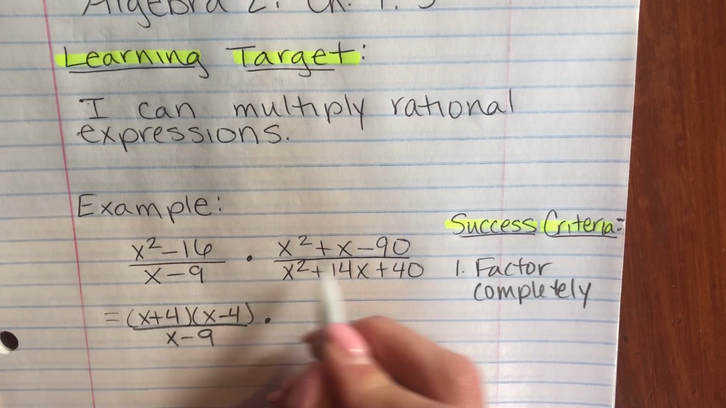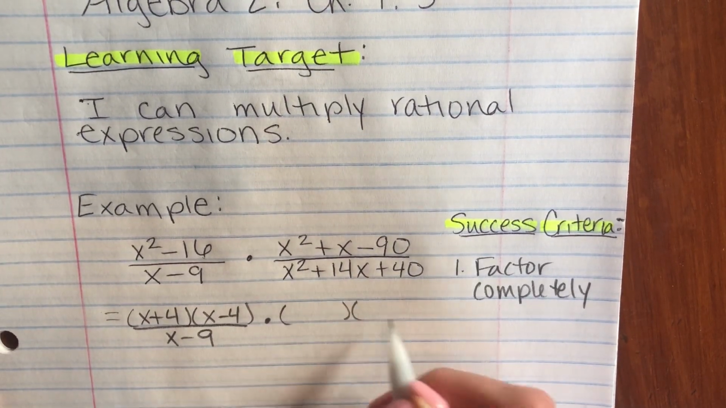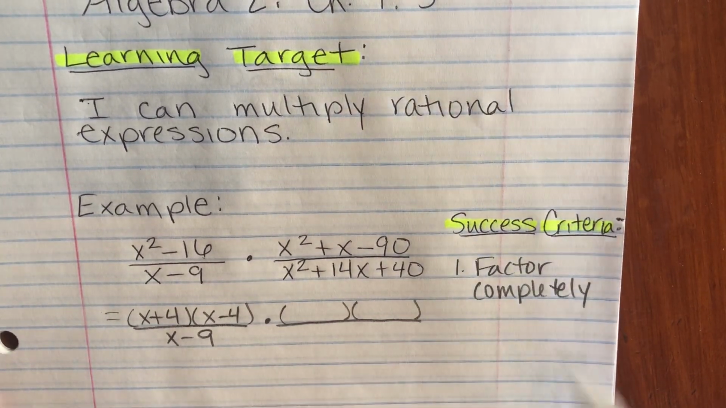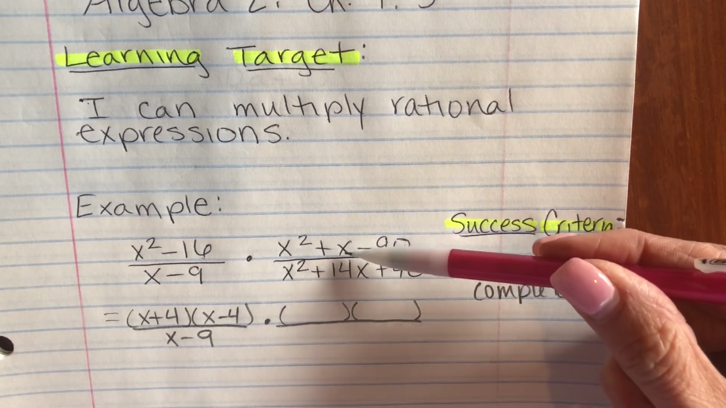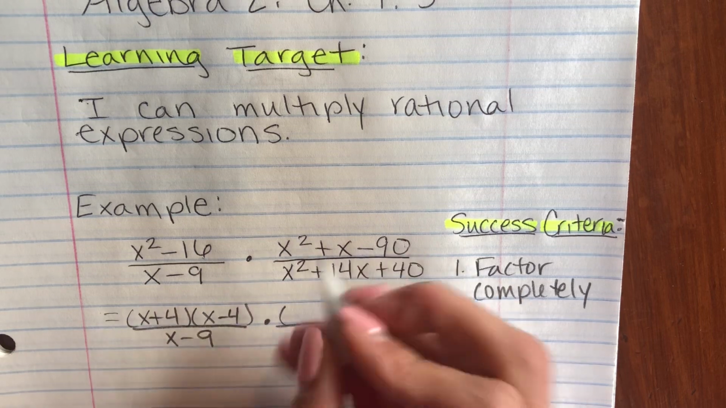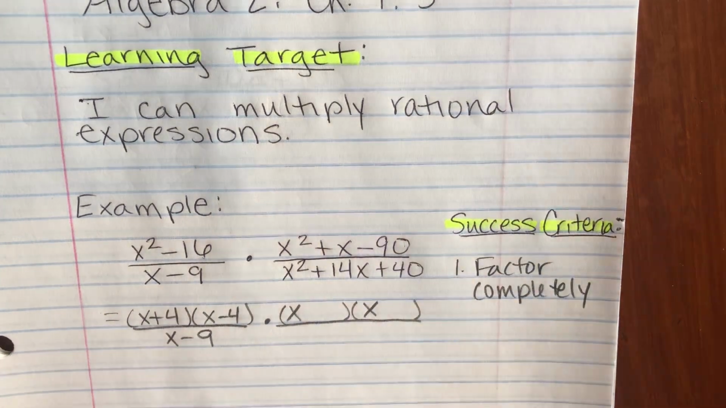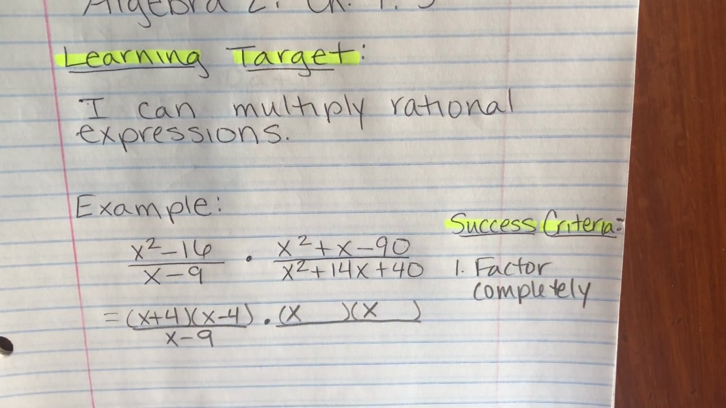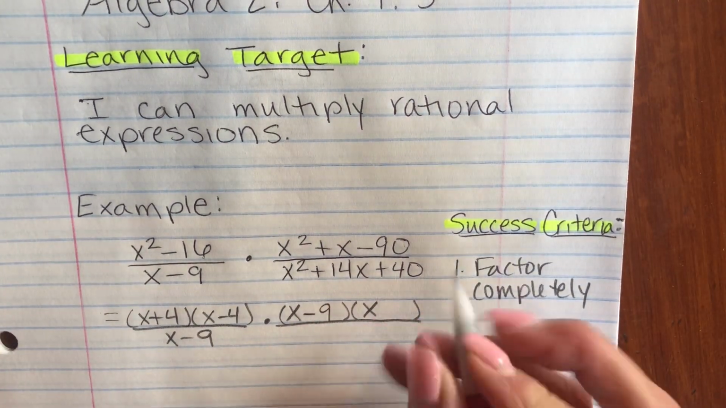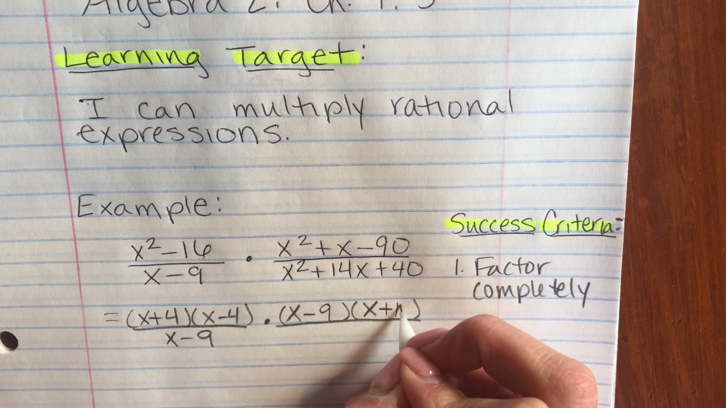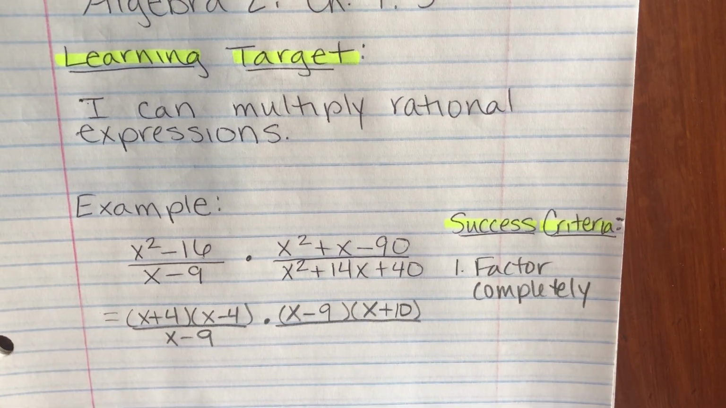And then for this one, looking for the factors of negative 90 that add to positive 1. So I'm going to break up that x times x. Then the factors of negative 90 that add to positive 1, that would be negative 9 times positive 10.